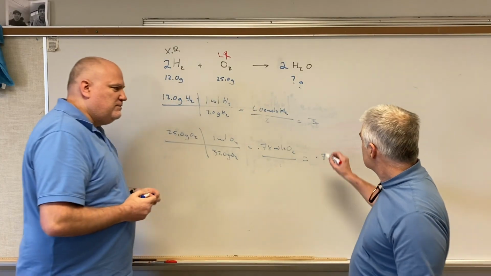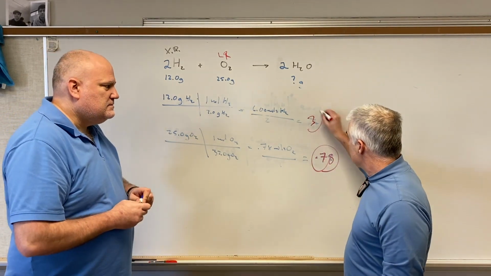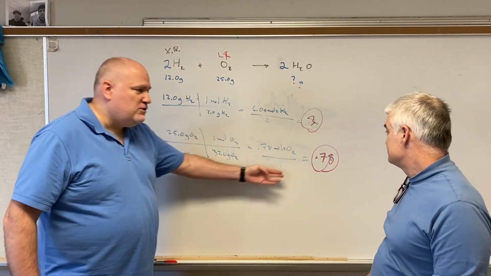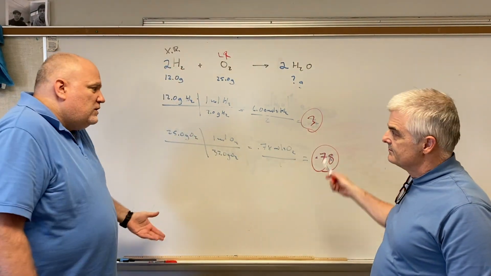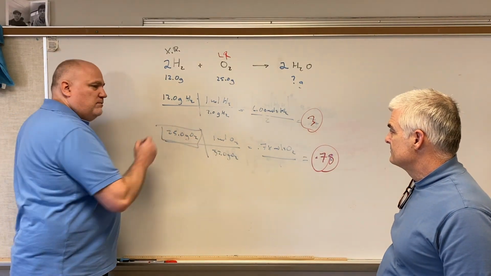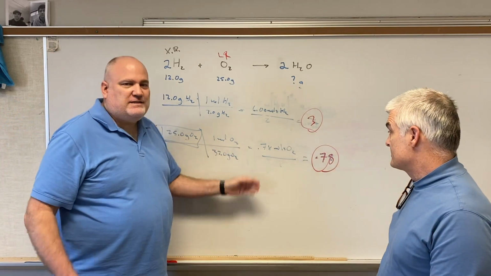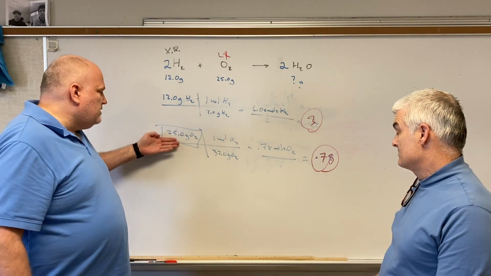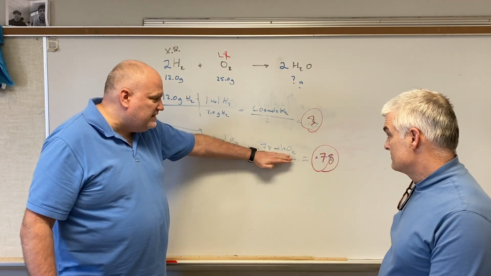Now here's what's really cool about this. So 3 and 0.78, the smaller one wins. Whatever number is smaller, that's your limiting reactant. Once we know this is the limiting reactant, this is what we do the remainder of our problem with. You could just start with 0.78 moles. There's no reason to ever go back to the grams if you're doing the rest of your problem. Once we know the number of moles, this is what we're going to use.